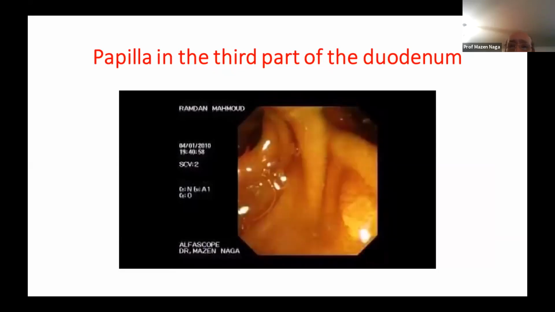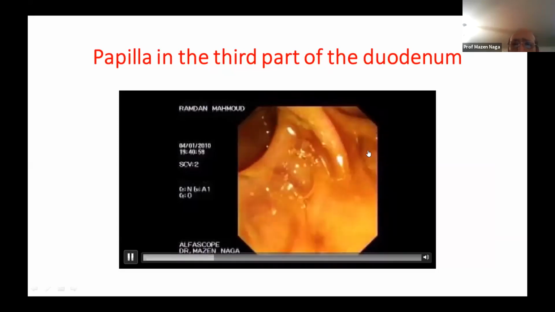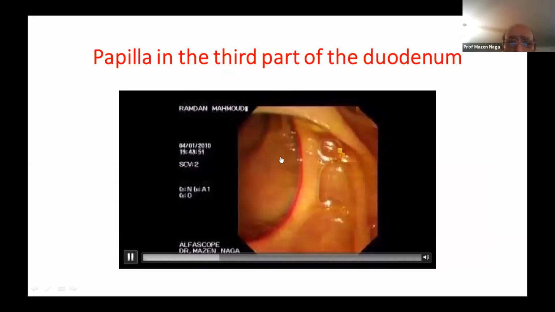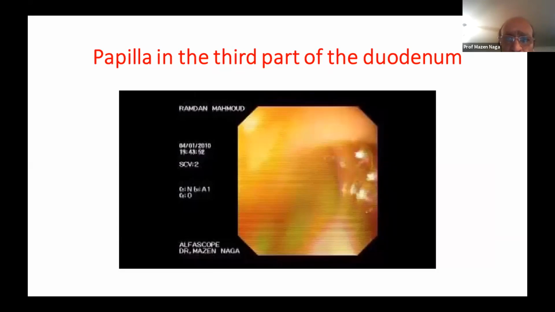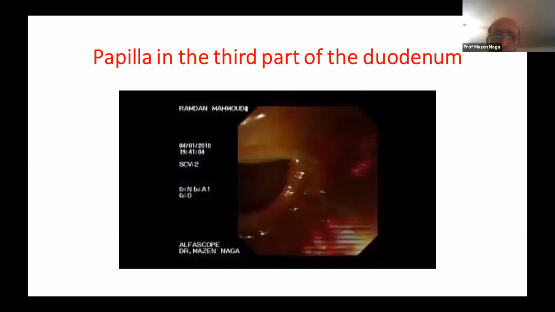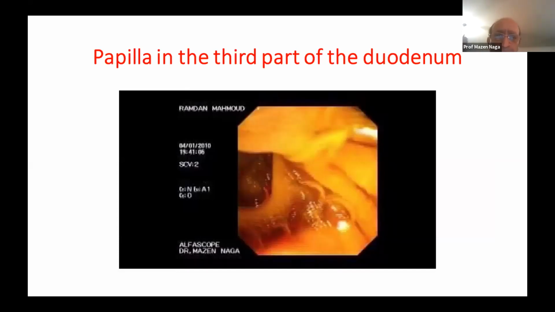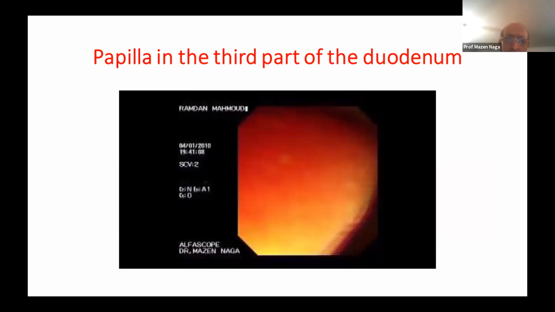We found this. This is not the papilla. This is the minor papilla, which is also abnormally located. Then we try to pass to the second part, deep to the proximal third part, and we will see how difficult it is if the papilla is in the third part, first because we are not able to fix the scope in position. Second, as we will see now, the papilla is in an abnormal location, making cannulation a little bit difficult.